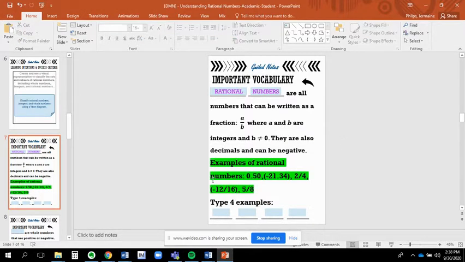So below are some examples of rational numbers. We have 5 hundredths, negative 21 and 34 hundredths, 2 fourths, negative 12 over 16, and 5 eighths. All of these are examples of rational numbers. So now on your own, I want you to come up with 4 rational numbers of your own. Pause the video, write down 4 examples.